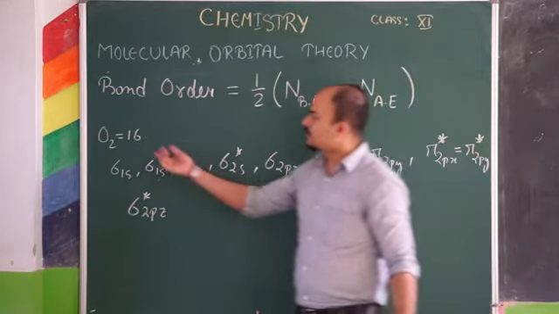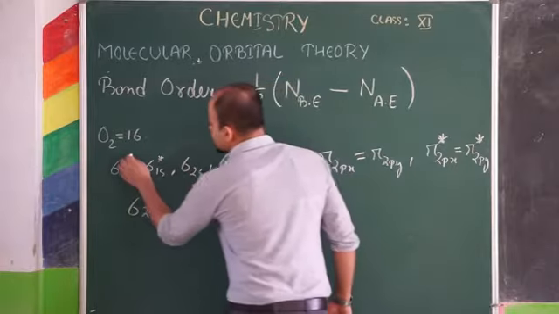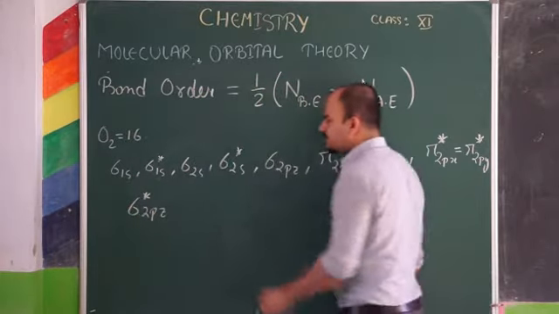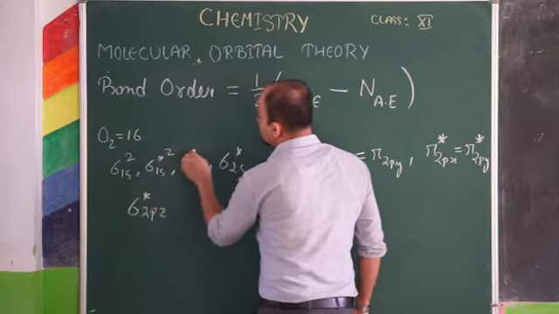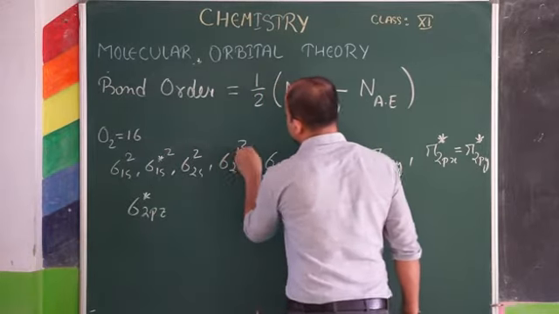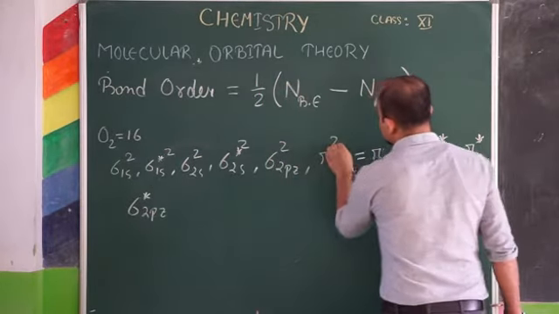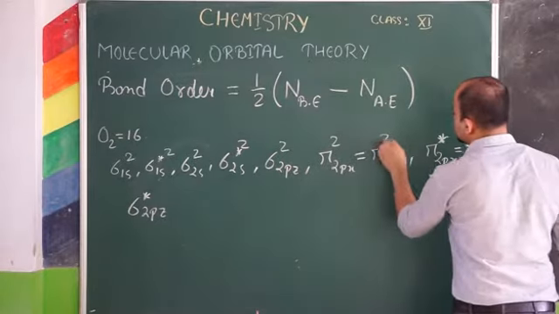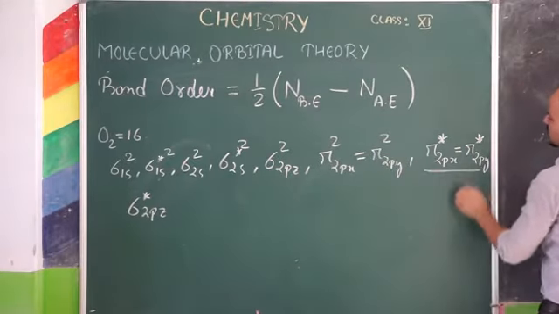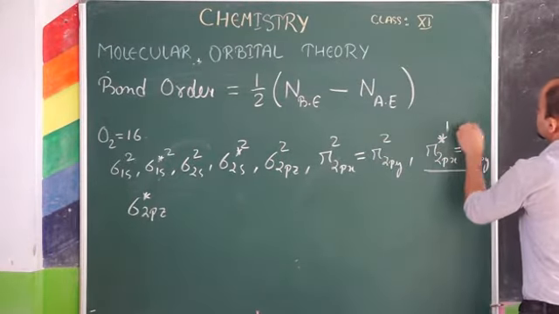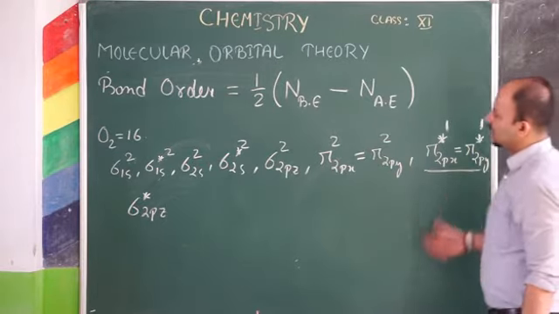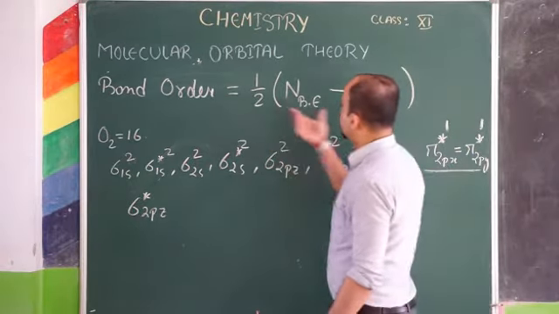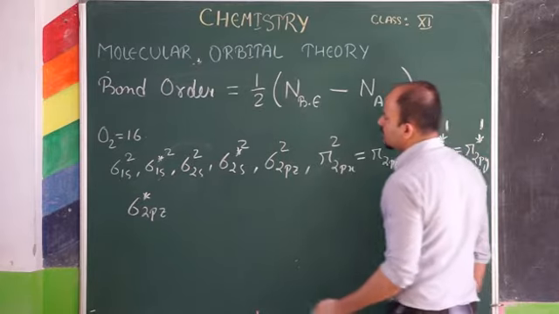So 16 electrons, how will they be filled? Please don't forget, the maximum capacity of each orbital is 2 electrons. So 2, 4, 6, 8, 10, 12, 14. Now since these two are degenerate orbitals, they will be filled singly first, following Hund's rule. Now using this formula, you can calculate the bond order in oxygen.